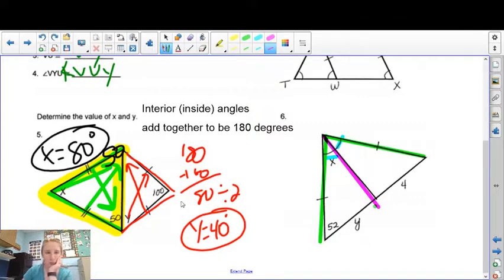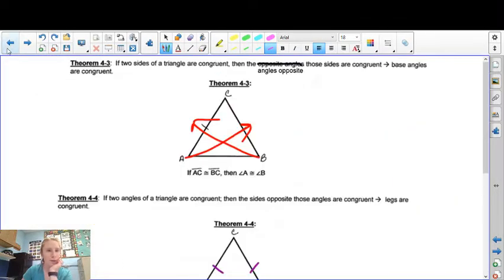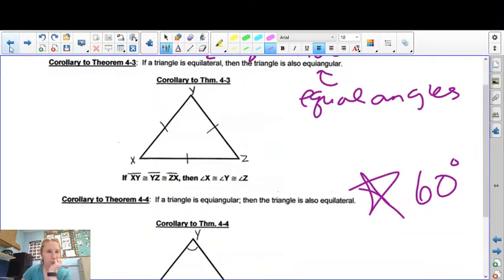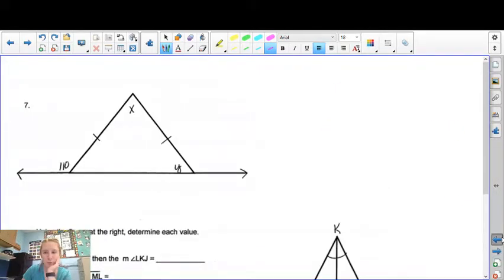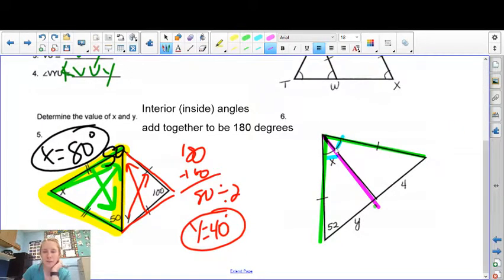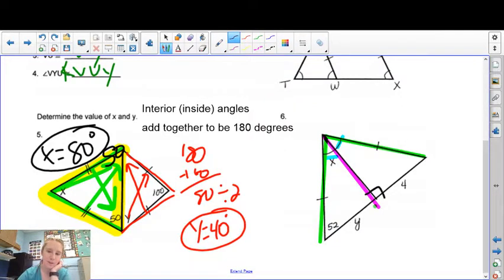So let's go back to one of my corollaries for a moment, wherever my mouse is at. I'm sorry, theorems. The bisector of a vertex angle is the perpendicular bisector. So because my angle's cut in half, because this angle here is cut in half, I can see that by the congruency marks. This purple line creates a perpendicular bisector. So that means that I can draw in a 90-degree symbol here.